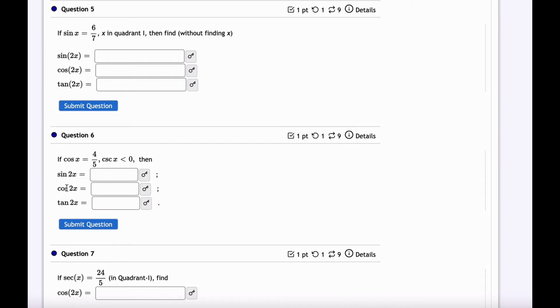You can either use 3 separate double angle formulas, or just figure out one of the 3, whichever one you want, and then draw your right triangle with 2x as the labeled angle in that right triangle and use SOHCAHTOA to figure out the remaining stuff.